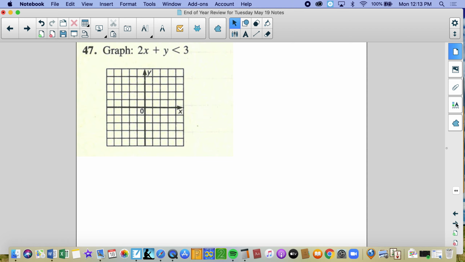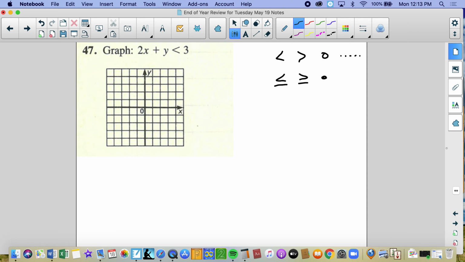All right, let's graph. We have this inequality. It is in standard form. We have to remember that when we have less than or greater than, we're going to have open circles and dotted lines. When we have less than or equal to or greater than or equal to, we're going to have closed circles on our points and solid lines.